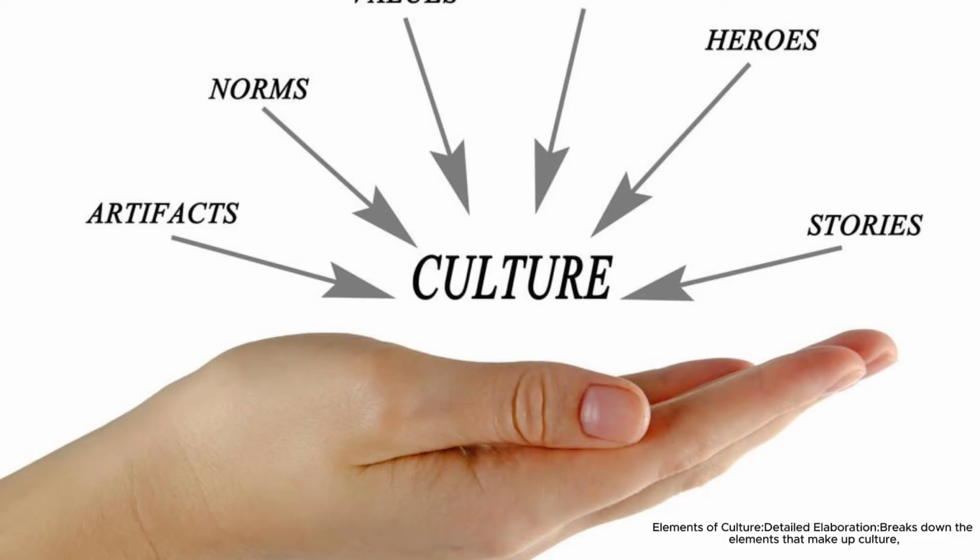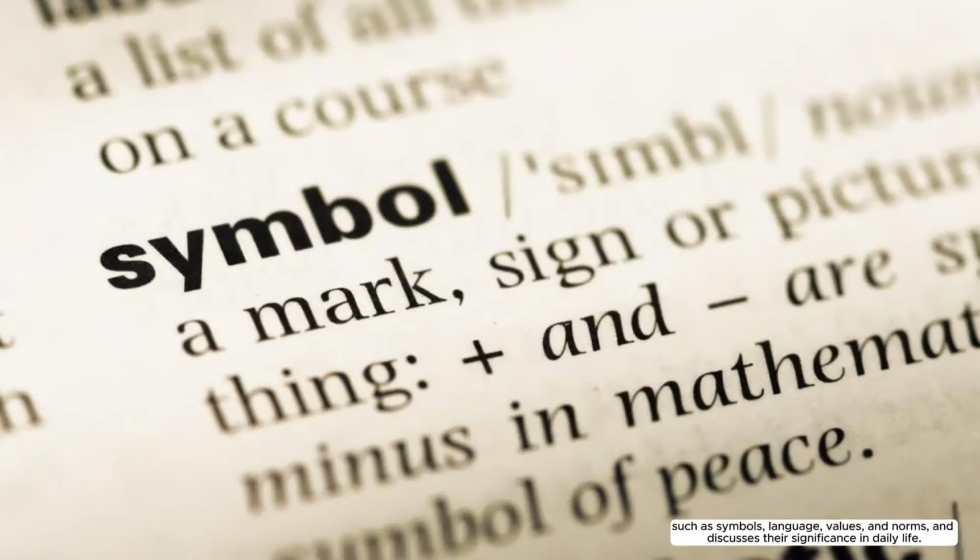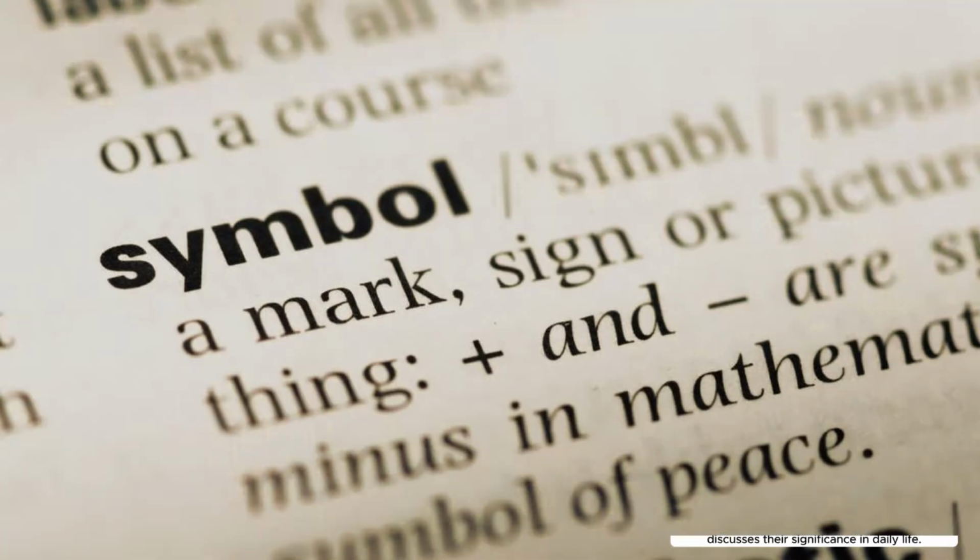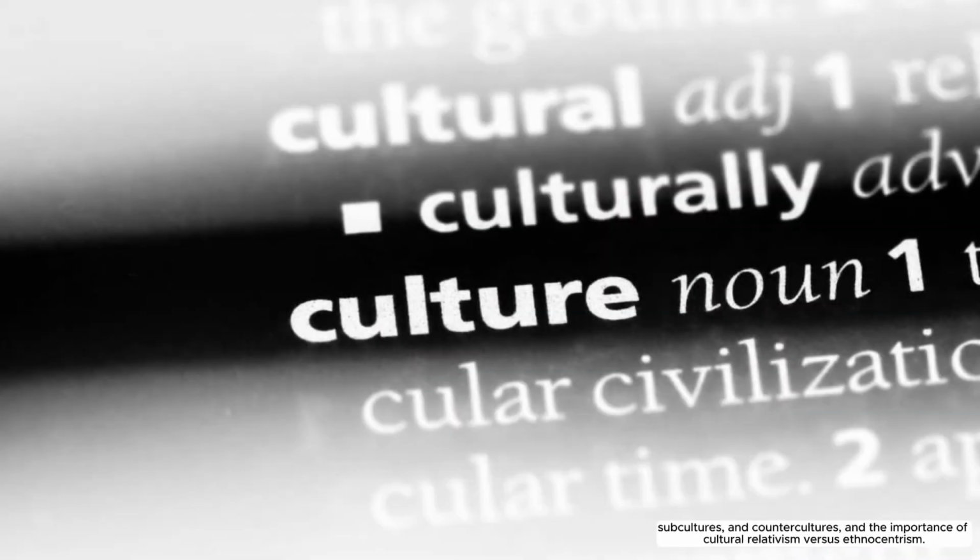This breaks down the elements that make up culture, such as symbols, language, values, and norms, and discusses their significance in daily life. Cultural diversity. This discusses the concept of cultural diversity, subcultures and countercultures, and the importance of cultural relativism versus ethnocentrism.